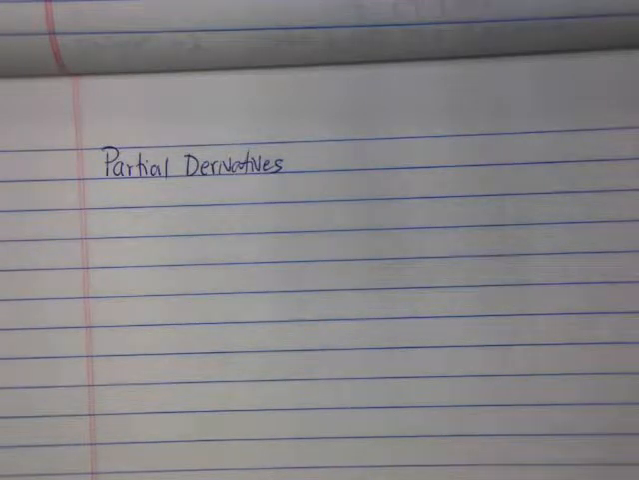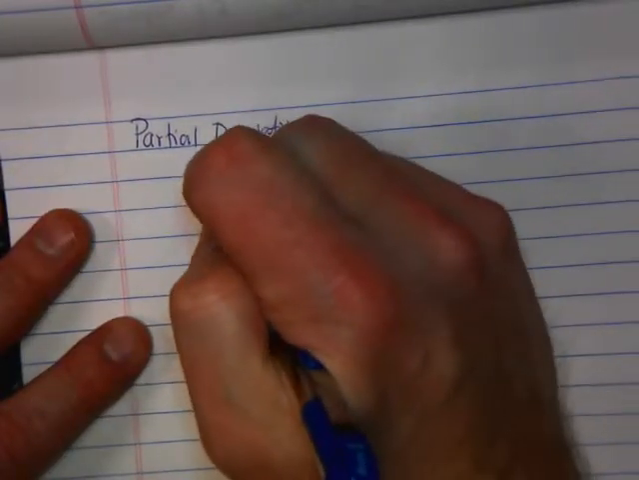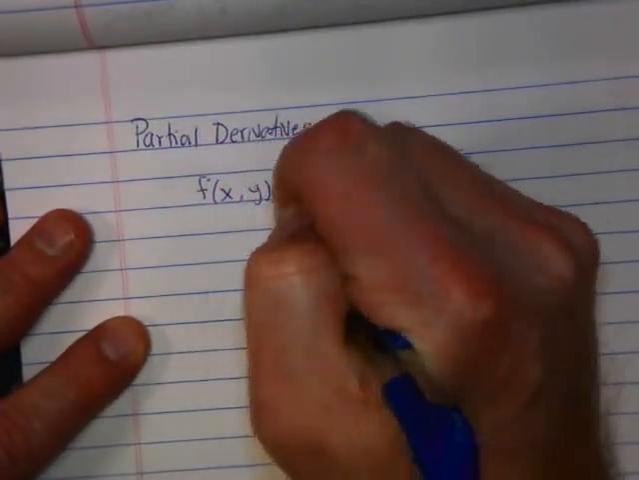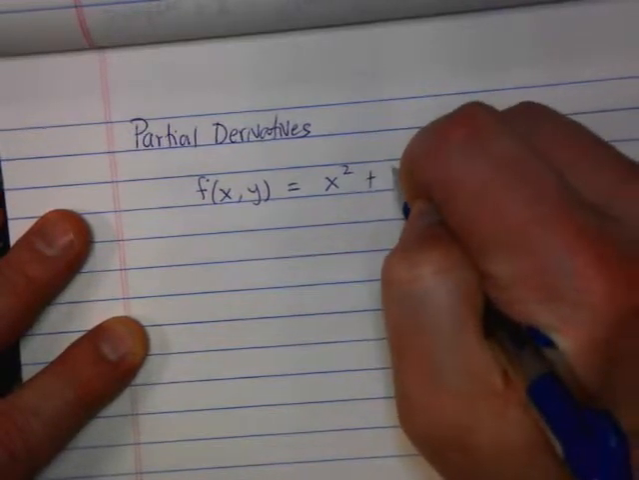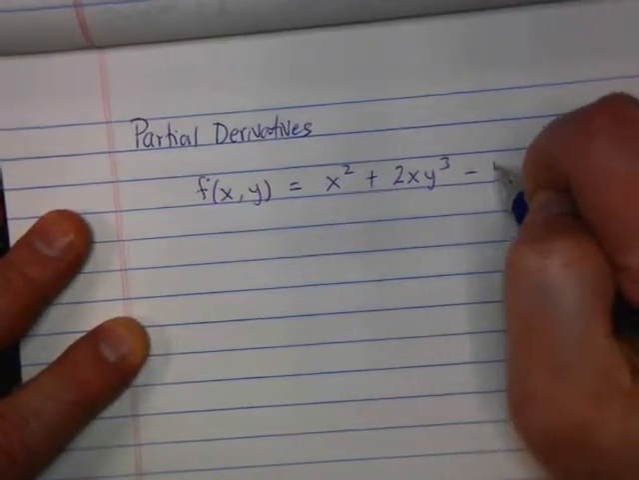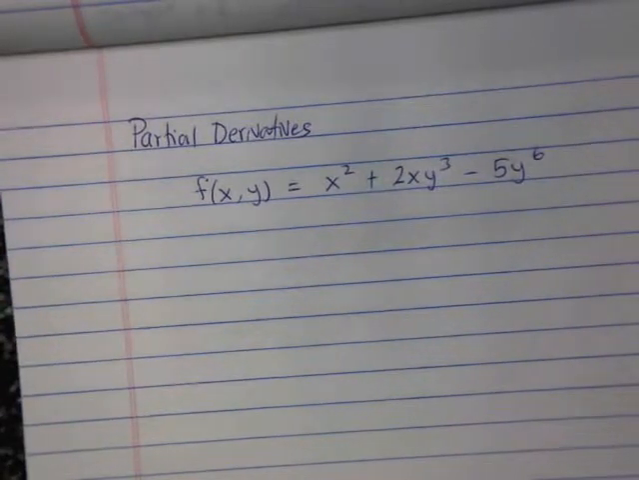All right, so what happens in Calc 3? You pretty much redo everything you did in Calc 1, except in Calc 1 your function was always f of x equals something. What do you do in Calc 3? You have functions of multiple variables, so you might have f of x, y, you might have f of x, y, z, 3 variables, 4 variables. So Calc 3 is also quite often called multivariable calculus. If you have a function of multiple variables like f of x comma y equals x squared plus 2xy cubed minus 5y to the 6th, there are different types of derivatives, and these are called partial derivatives.